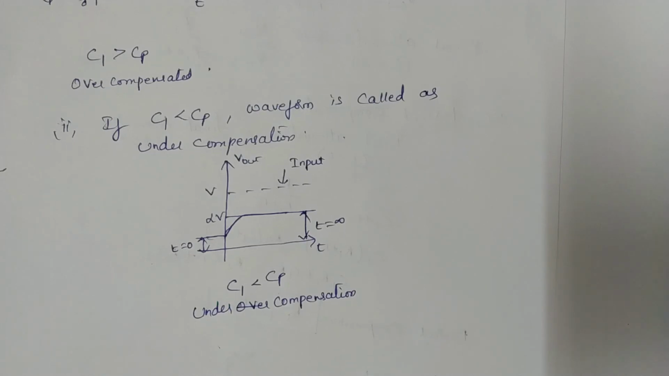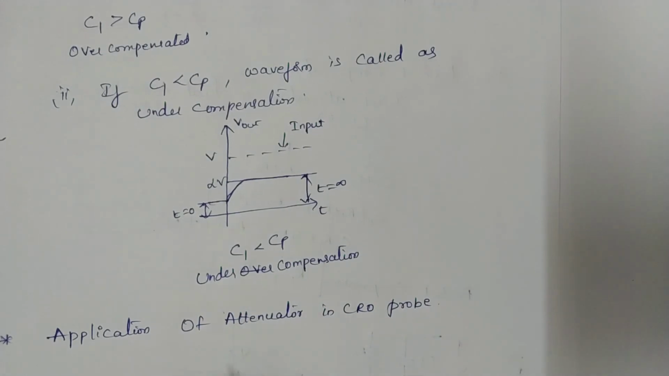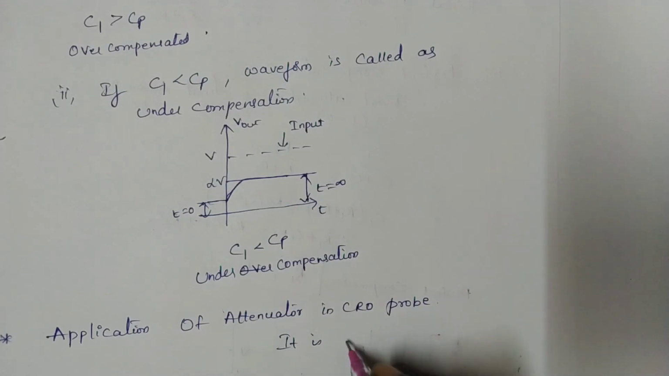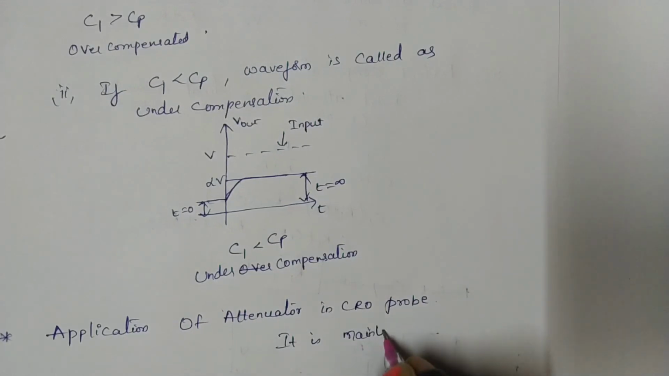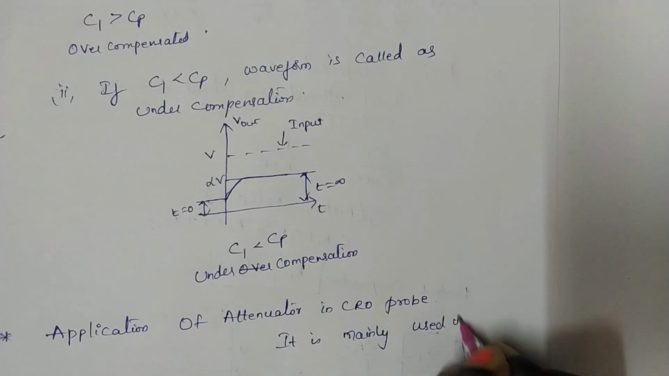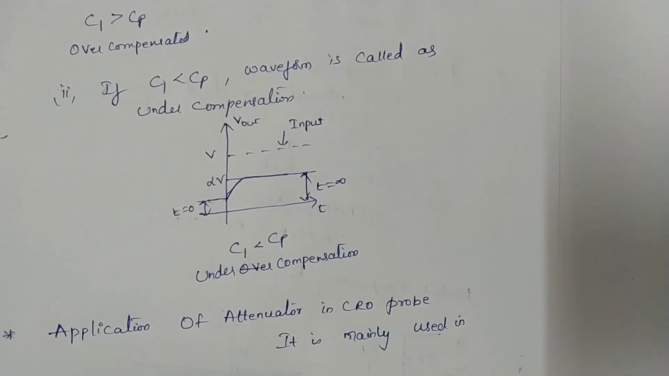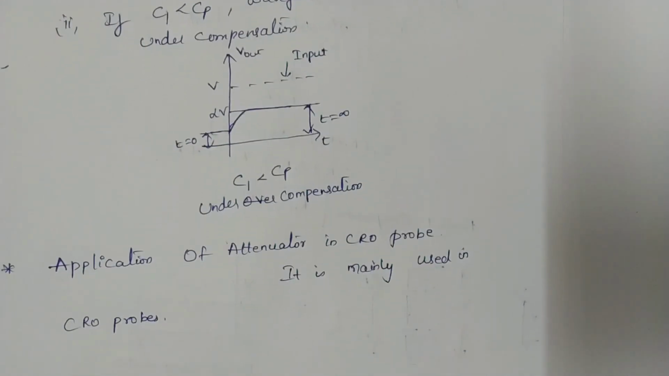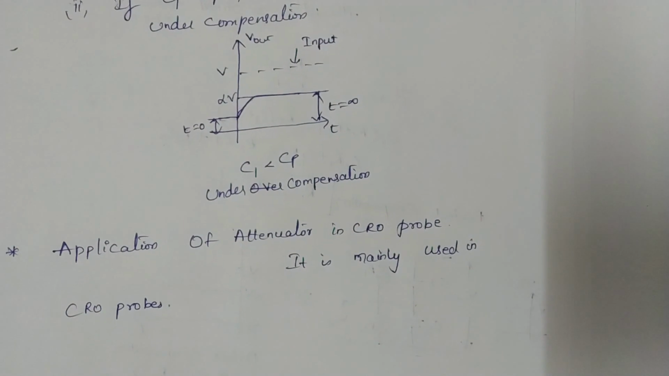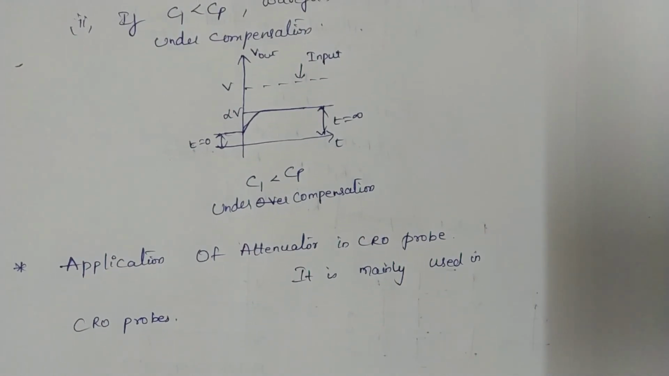Okay, what is the application of an attenuator? Here we can see that the attenuator circuit is mainly used in CRO probes. The CRO probe is used to reduce the level of a signal such that it can be perfectly displayed on the CRO screen.